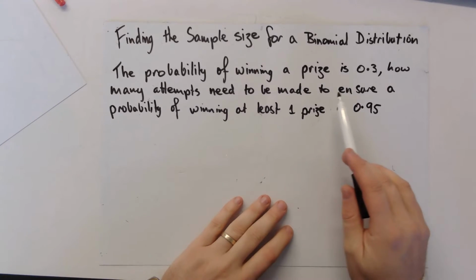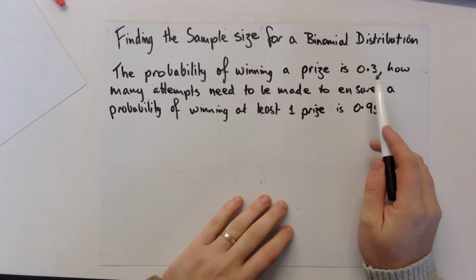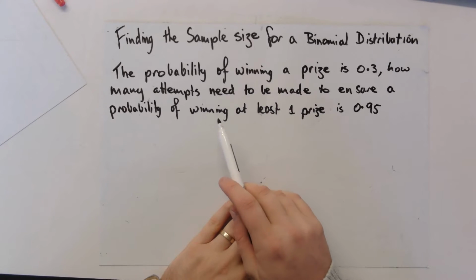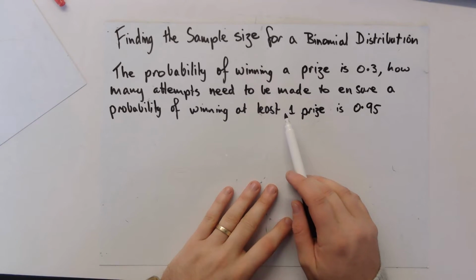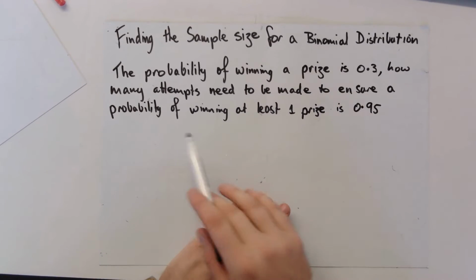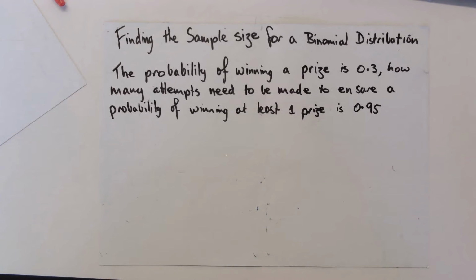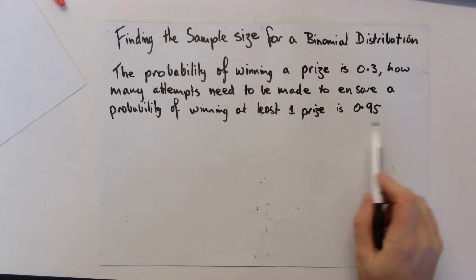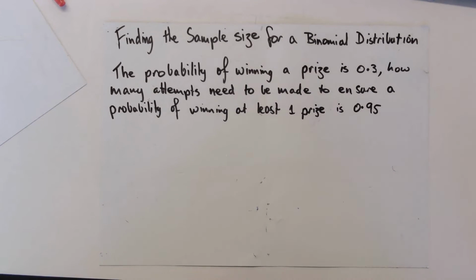So the probability of winning a prize is 0.3. We want to know how many attempts need to be made to ensure a probability of winning at least one prize is 0.95. Okay, so we've got a reasonably good chance of winning a prize, and we want to be very confident that we're going to win at least one prize. How do we go about this to find out how many attempts?